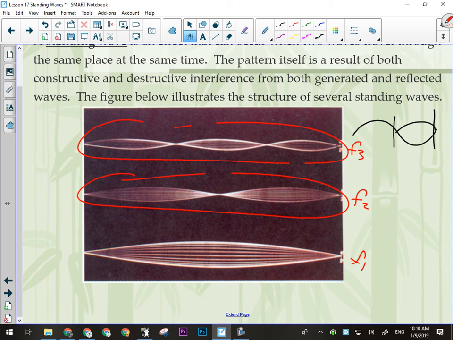If I want to get these wave patterns, they are always a multiple of the fundamental. So if the fundamental frequency occurred when I was shaking this at 5 hertz, I would have to shake it at 10 hertz to get this one and 15 hertz to get that one. All right, everybody okay with that?